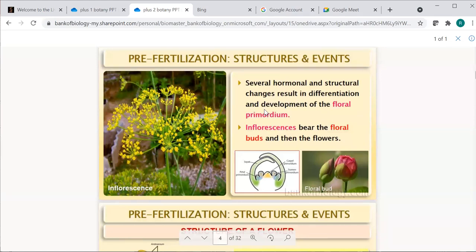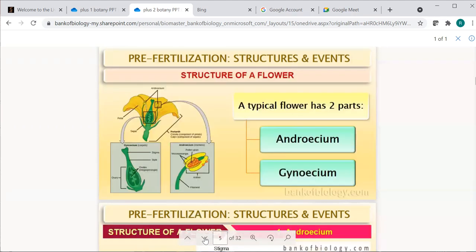There are several hormonal and structural changes which result in differentiation and development of the floral primordium. Inflorescence bears the floral buds and then flowers. First we'll have the buds, then the flower blooms. This is called pre-fertilization. We'll talk about pre-fertilization. A flower has two parts, that is androecium and gynoecium.